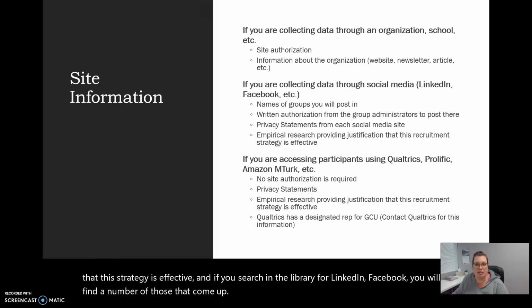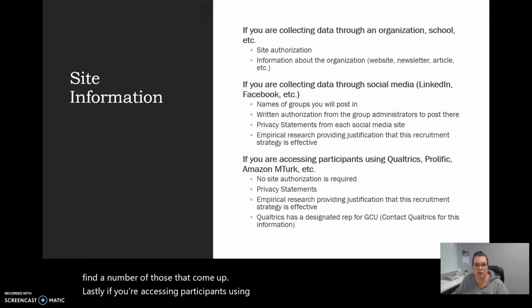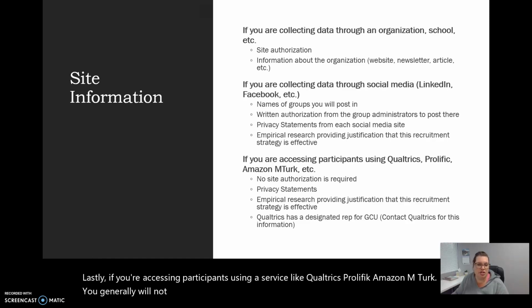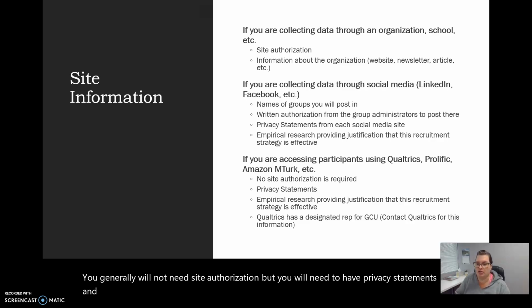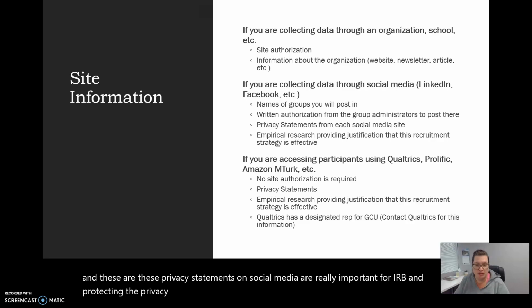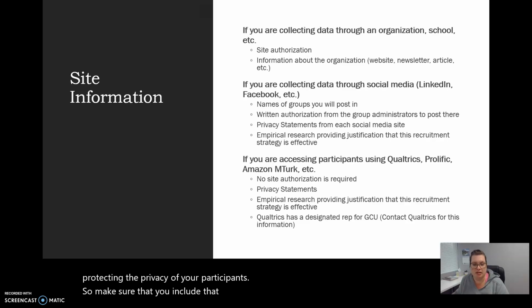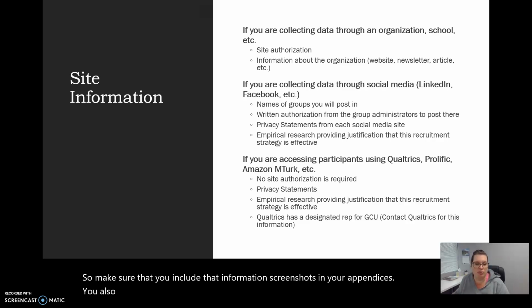Lastly, if you're accessing participants using a service like Qualtrics, Prolific, Amazon MTurk, you generally will not need site authorization, but you will need to have privacy statements. And these privacy statements on social media are really important for IRB and protecting the privacy of your participants. So make sure that you include that information, screenshots, in your appendices. You also will want to include empirical research that provides justification for the use of Qualtrics or Amazon MTurk or Prolific.